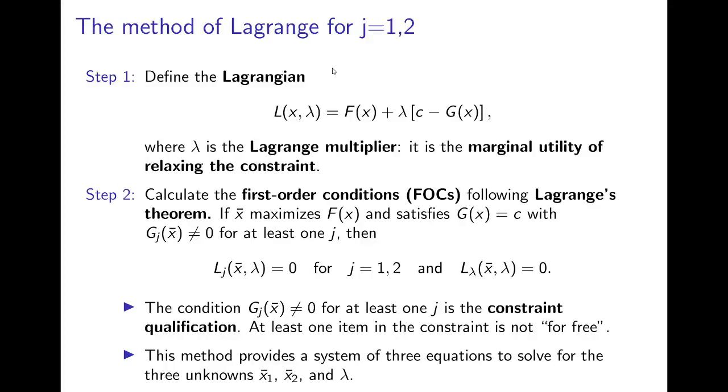Now the first step in this cookbook procedure is to define the so-called Lagrangian function, which is a function of the choice variable, so the vector x, and the so-called Lagrange multiplier that has the interpretation of the value by which the objective function increases if the constraint is slightly relaxed. Now the Lagrange function itself is defined as the objective function plus the Lagrange multiplier times the constraint, where we have the right-hand side of the constraint here minus the left-hand side of the constraint. That's the definition of the Lagrangian function.